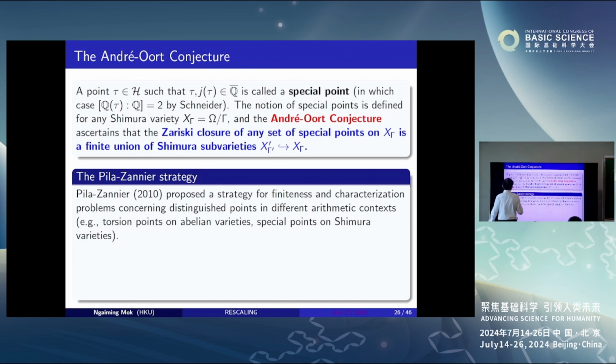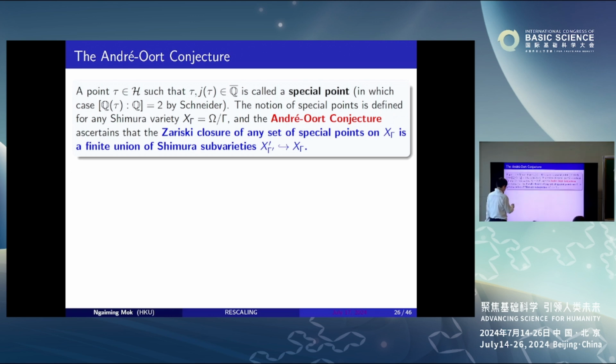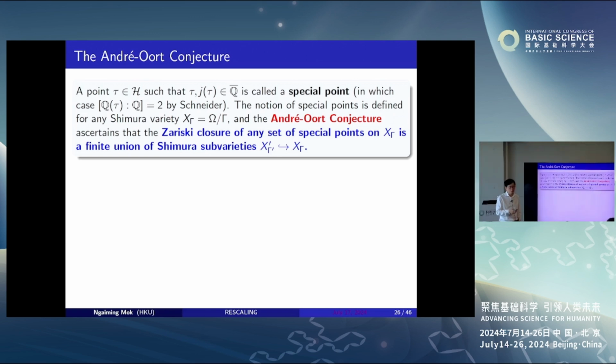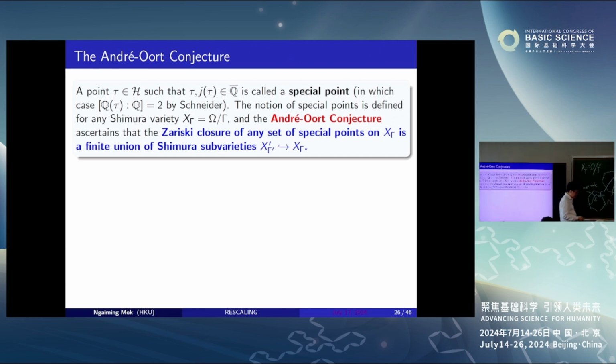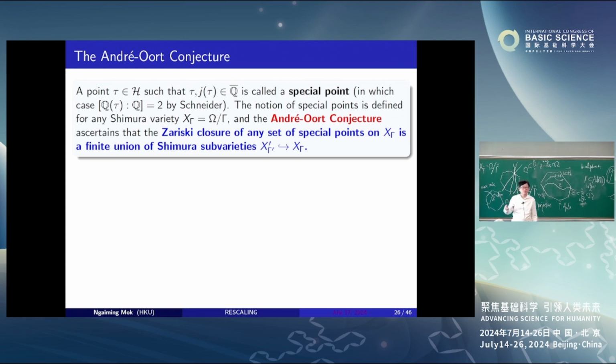Now, then there comes the André-Oort conjecture. The André-Oort conjecture is the following. It says that if you have an infinite set of special points, so you define the notion of special points for Omega mod Gamma, when Gamma is an arithmetic lattice, taking algebraic values both in the domain and target with respect to some standard embedding using modular forms.